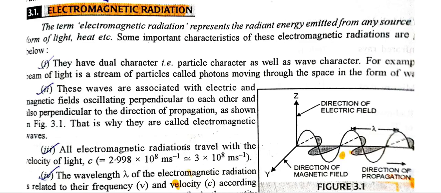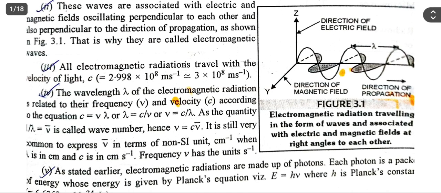All electromagnetic radiations travel with the velocity of light, c equal to 2.998 × 10^8 meter per second, which is approximately 3 × 10^8 meter per second. The wavelength lambda of electromagnetic radiations is related to the frequency and velocity. According to the equation, c = ν λ, or λ = c/ν, or ν = c/λ.